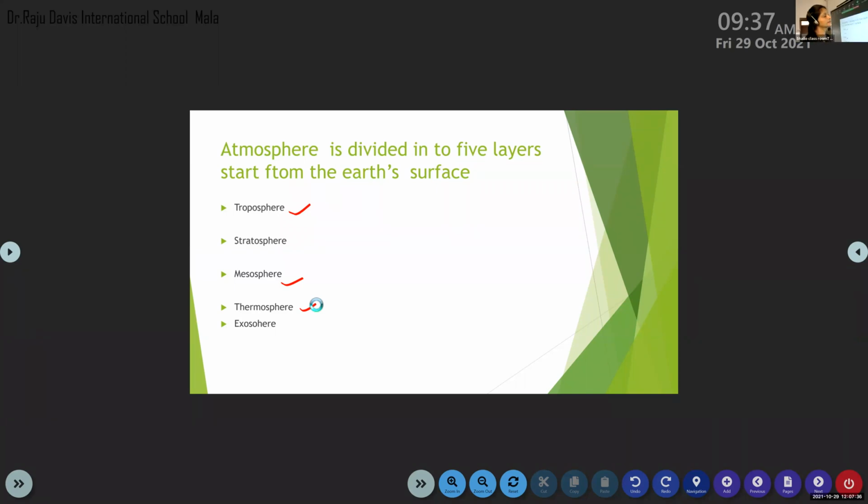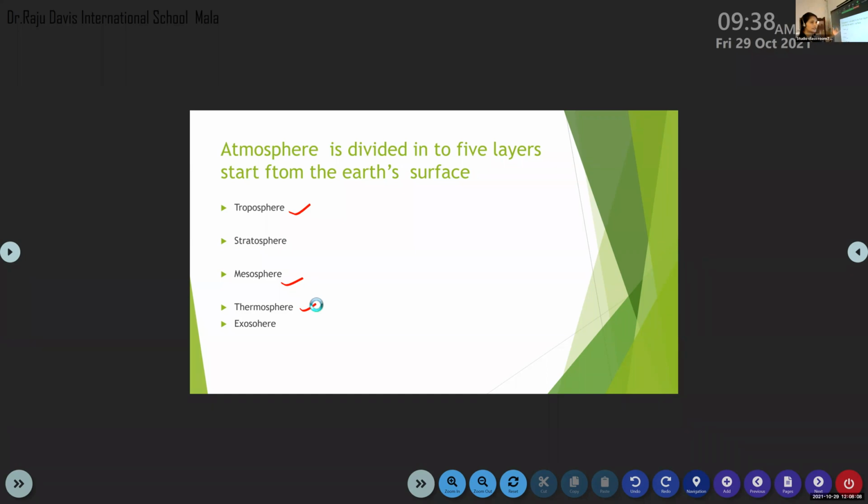Ayan, which are the 5 layers of the atmosphere? Sorry, I used to discuss before about the earth, right? Yes, ma'am, it came to my mouth. Yes, Ayan, tell me. Troposphere, stratosphere, mesosphere, thermosphere, and exosphere. Okay. When you are saying the layers, children, you have to say them in order.